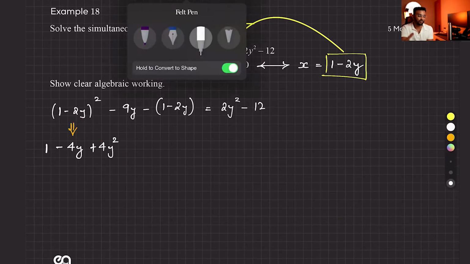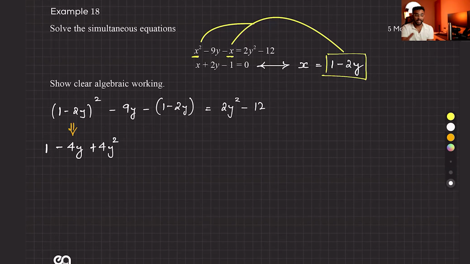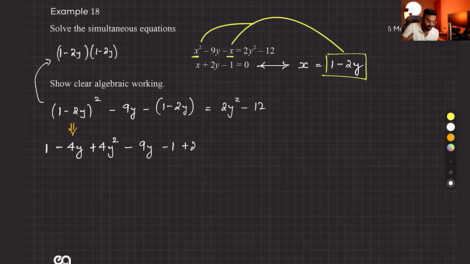Now, in case you didn't understand it, you can always write this as 1 minus 2y times 1 minus 2y and expand it the way you know. No problem. 9y minus 1 plus 2y.